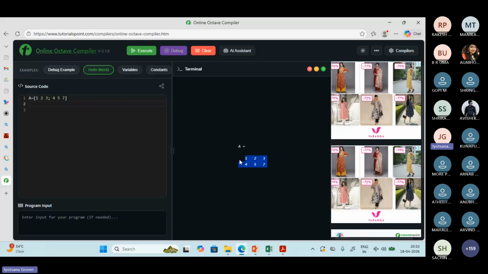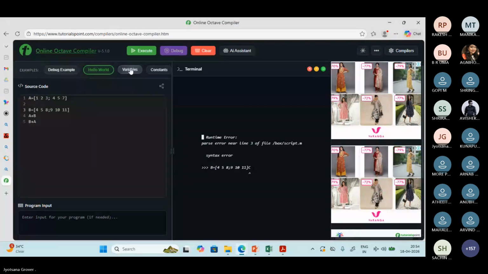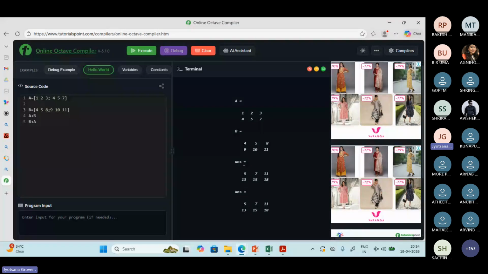Now let's type what is B. B is 4, 5, 8, 9, 10, 11, something. Now if I execute this, A is this, B is this. Now I have to separate two rows by semicolon. If I just type A plus B and B plus A, both will give me the same result. Execute. See, this is your A plus B and B plus A.